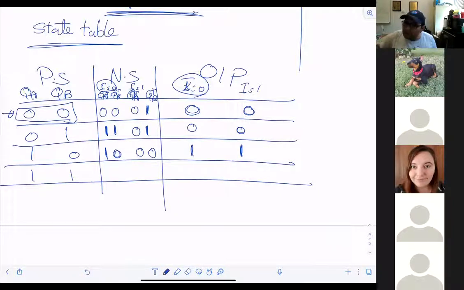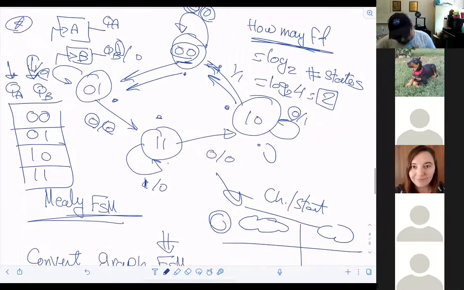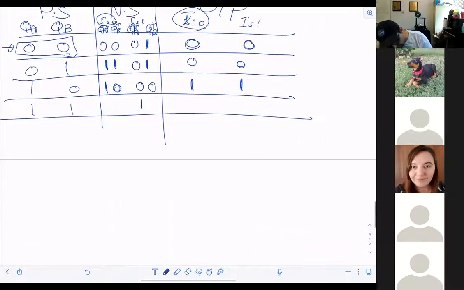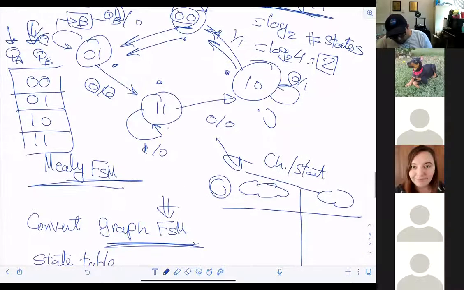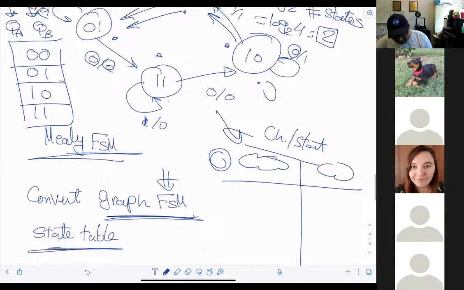Then I cover 3 states and the relation between the present and the next. The only one I have left is 1, 1. If I go to 1, 1, either I will go back to myself or I will go to 1, 0. So let's do it. I went back to myself when the input is 1, so it's going to be here like this. And I will go to 1, 0 if the input is 0.